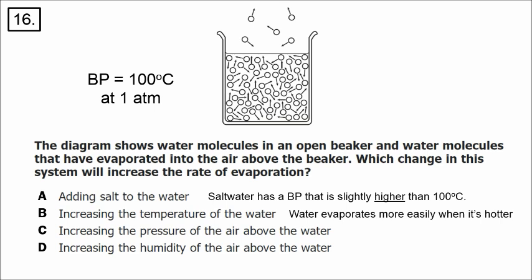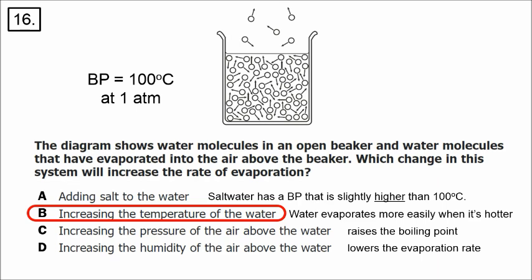good choice. Increasing the pressure of the air above the water, that would raise the boiling point. It would not increase the rate of evaporation. It'd be more difficult for molecules to escape from liquid to gas. Increasing the humidity would make it more difficult for water to evaporate because the air would become potentially saturated with water molecules in the gas state. So the correct answer is that hotter water will evaporate more easily, so B.